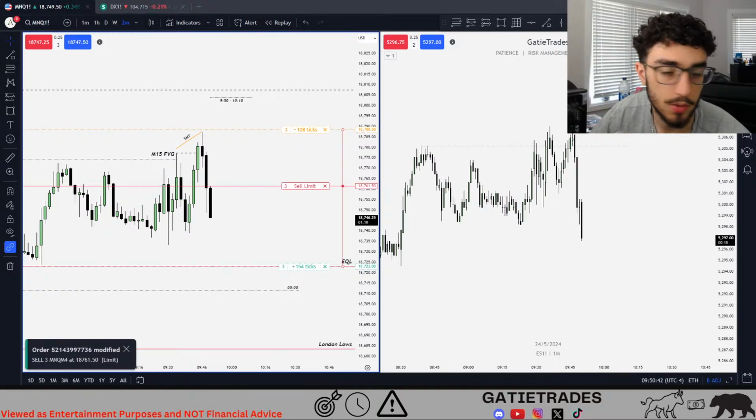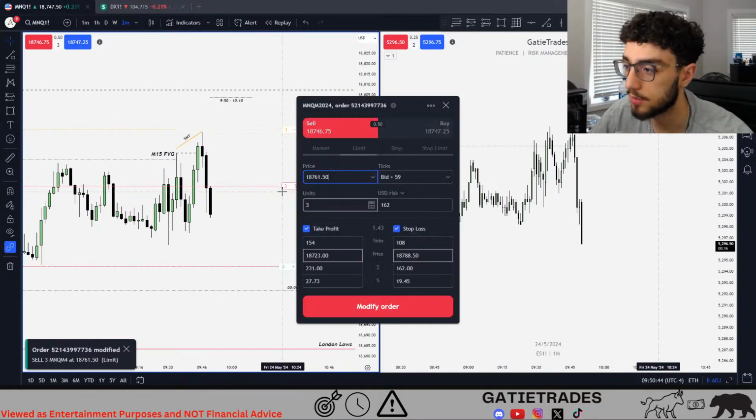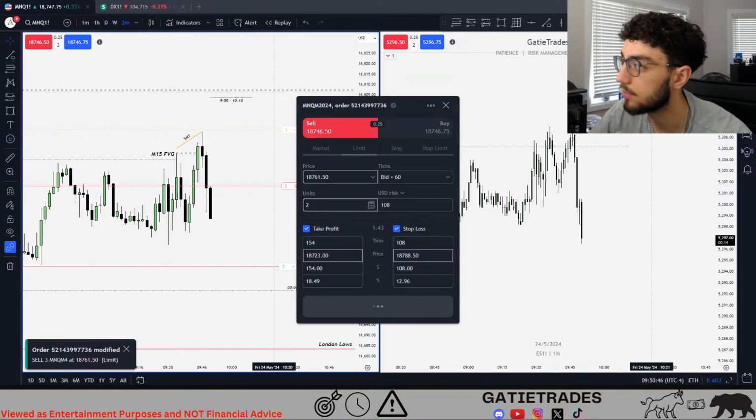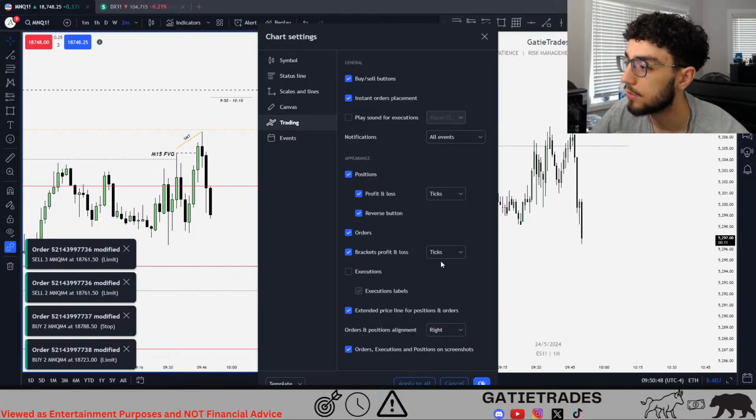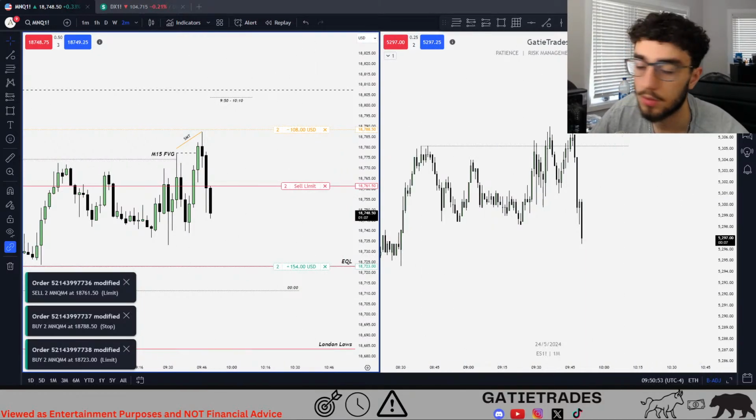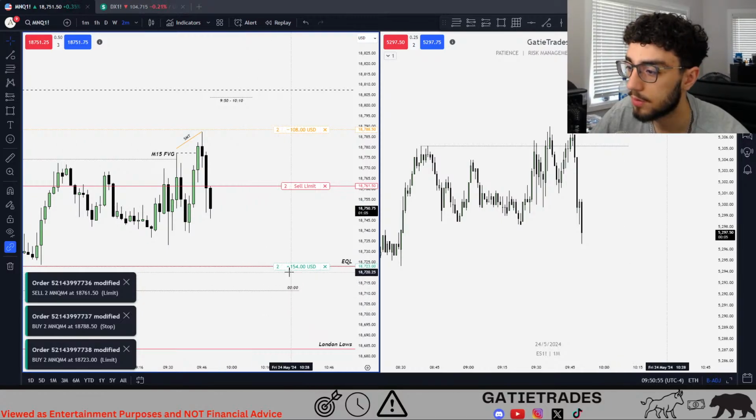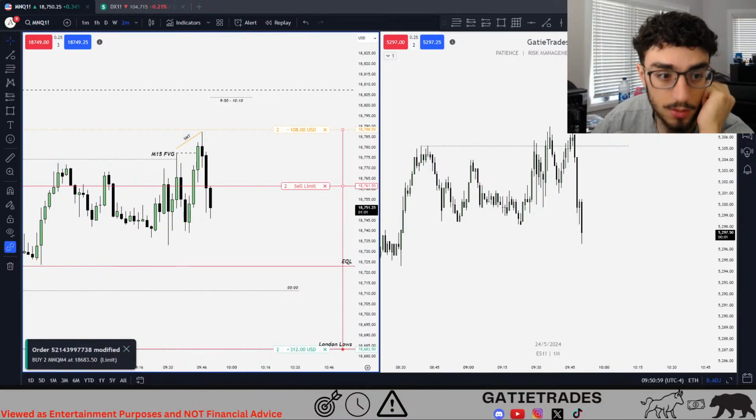2 minute inversions there. We can look to enter on the 2 minute, and we'll make this two micros. And then we'll look for TP at London lows, but we'll also look to take a partial right there.